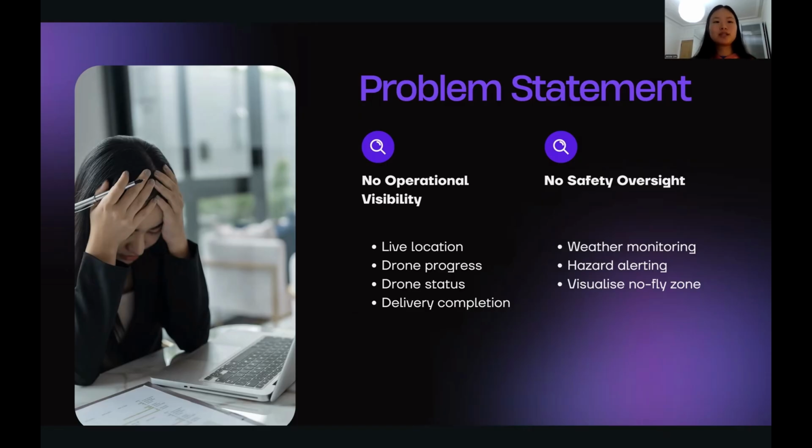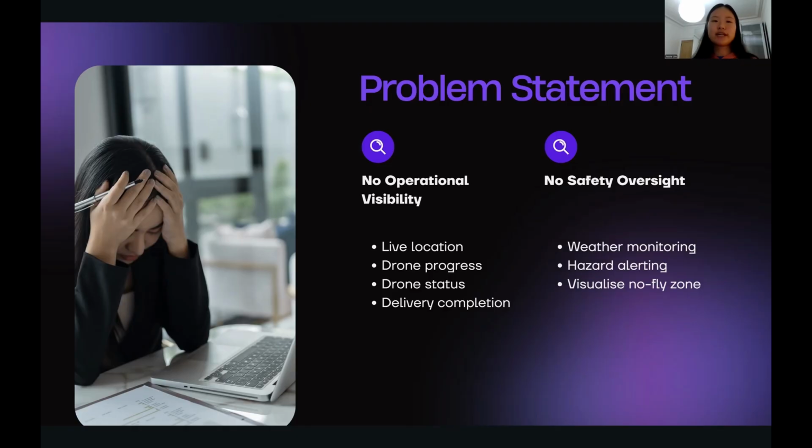So this creates two critical operational failures. First, no operational visibility. Second, no flight oversight. So first, no operational visibility. The operators cannot monitor drone live location, progress, track multiple deliveries simultaneously, or confirm drone status and delivery completion. So when a hospital calls asking where is our urgent medication delivery, there is no way to answer them.